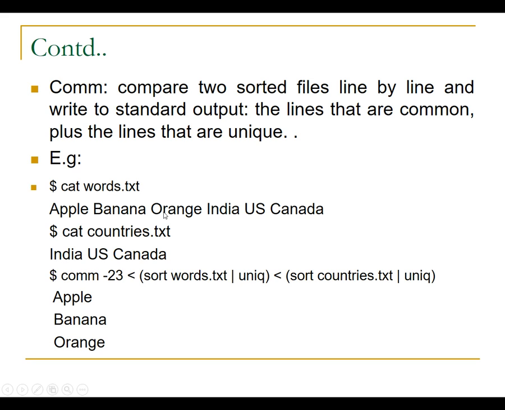That means it will first sort words.txt in order, and then it will find the unique words from this particular file. Then it compares with countries.txt and prints apple, banana and orange, as these three are the unique names. India, US and Canada repeat in both the files. This could be done using the comm command.